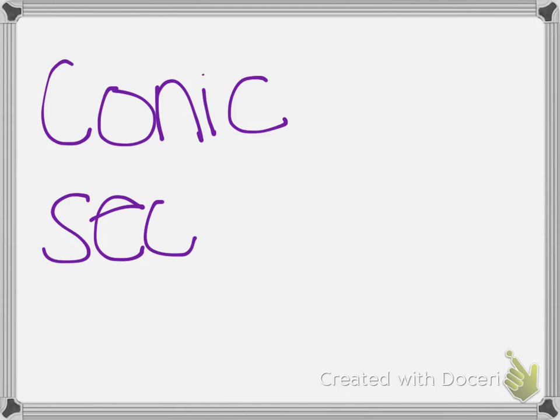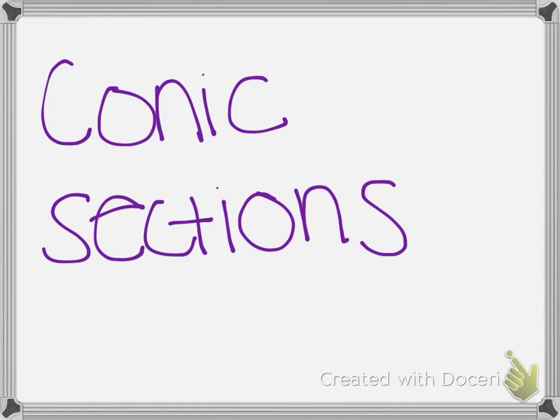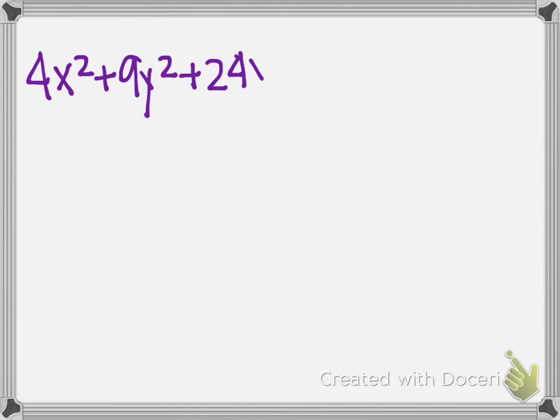So today I will be teaching you about conic sections, and in this video I will just show you how to turn an equation into standard form and then how to classify that equation as a hyperbola, parabola, ellipse, or circle. So the first part of this is just to organize the equation. An example equation would be 4x squared plus 9y squared plus 24x minus 36y plus 36 equals 0.